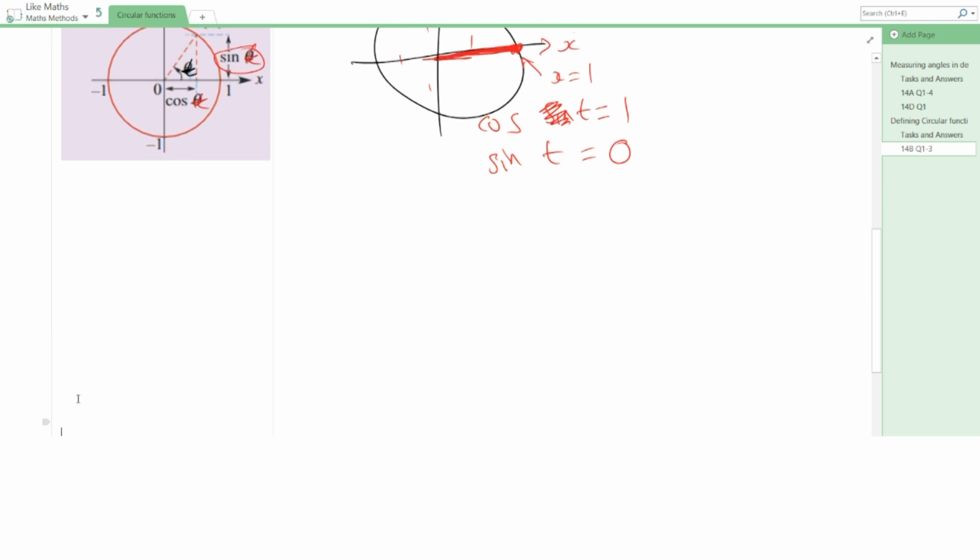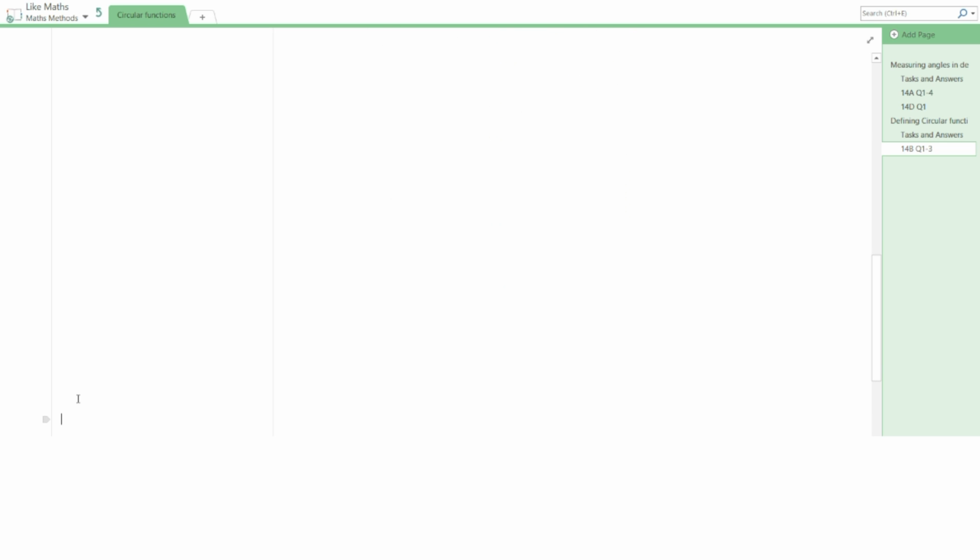Alright, let's do the next one. Similar vein. So question 2. Oh, question 2 is it? Question 1b. t is equal to 3 pi over 2.